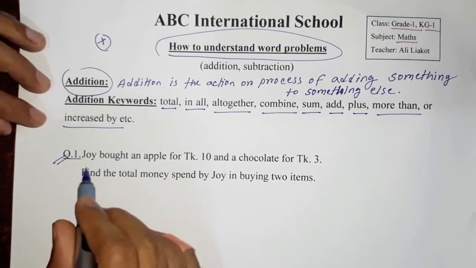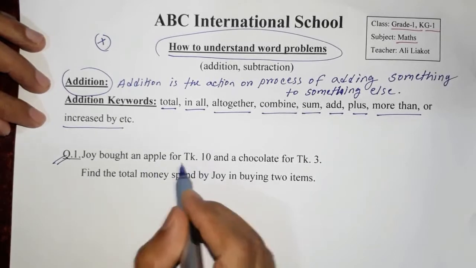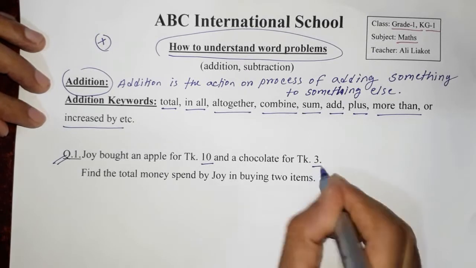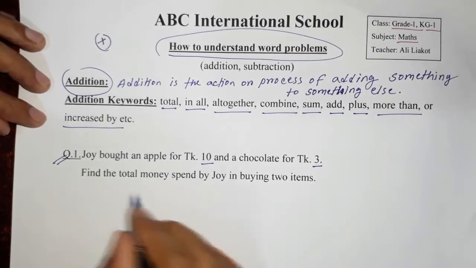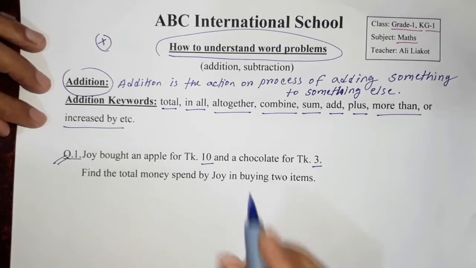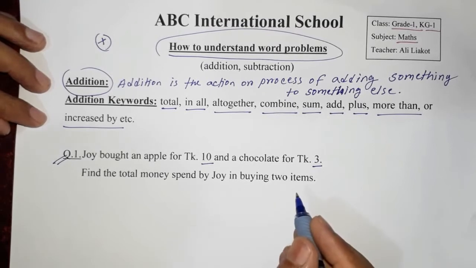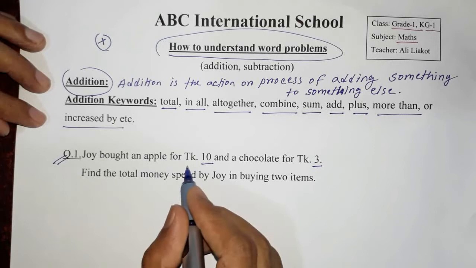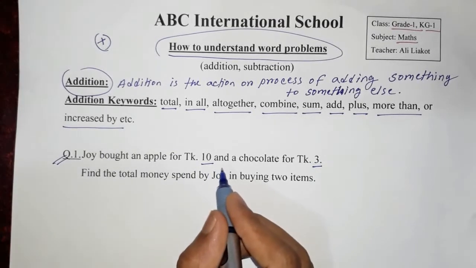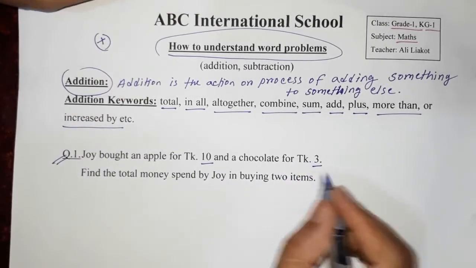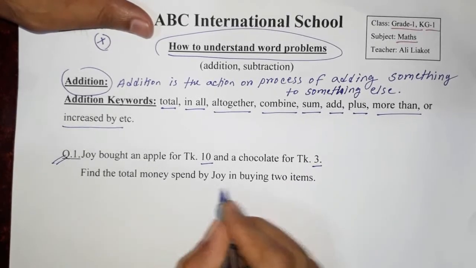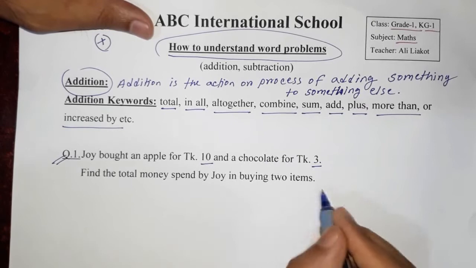The example is: Joy bought an apple for taka 10 and a chocolate for taka 3. Now find the total money spent by Joy in buying two items. I'm repeating it. Joy bought an apple for taka 10 and a chocolate for taka 3. Find the total money spent by Joy in buying two items.